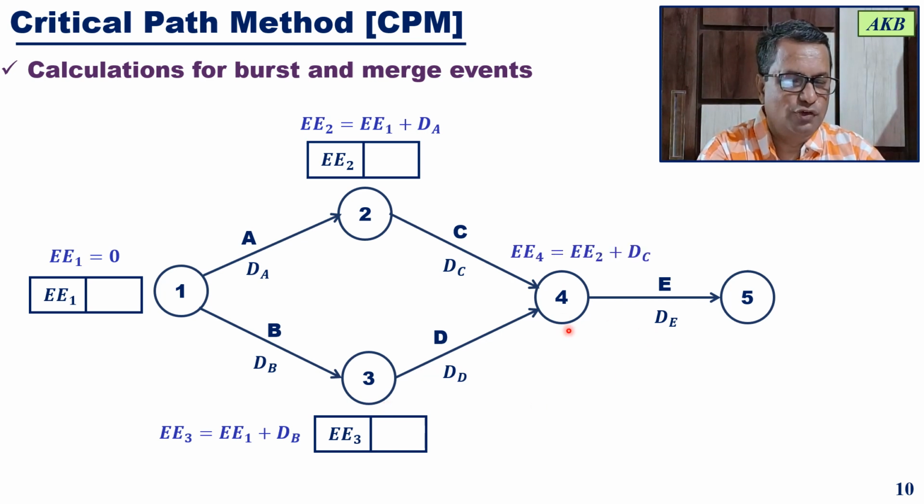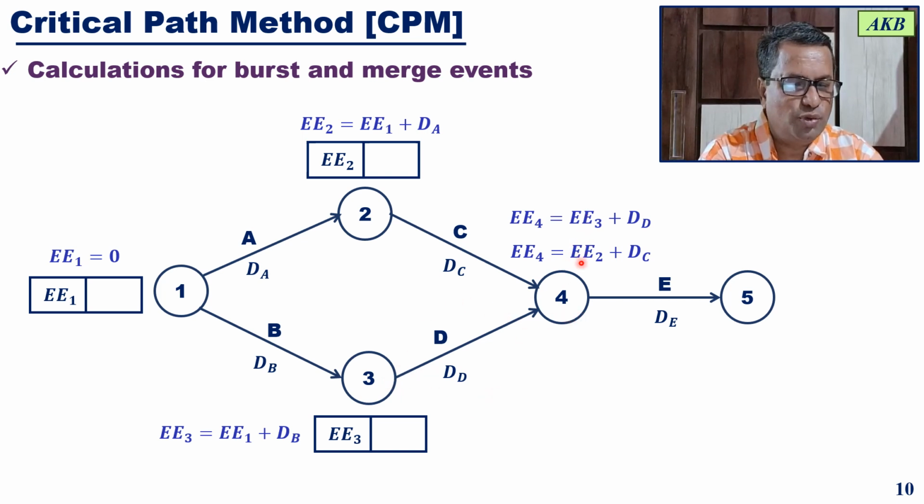Then for event 4, you have two things. One is that the earliest event time for event 4 will be EE2 plus DC, that is the duration of C. Please note EE2 is nothing but the earliest start time for activity C. You have understood this in our previous slide. The other possibility is you can get it from this activity, so you can get EE4 as the earliest event time for event 3 plus the duration of activity D.